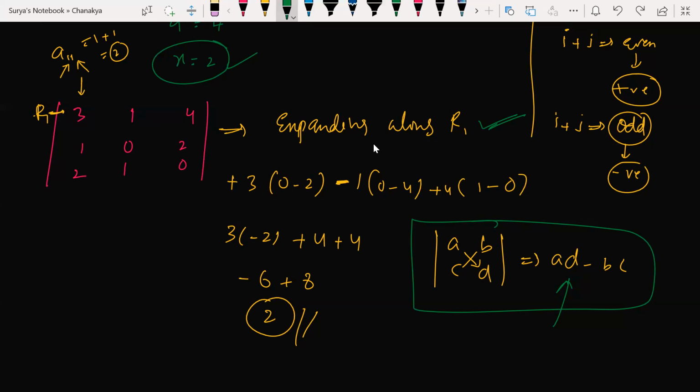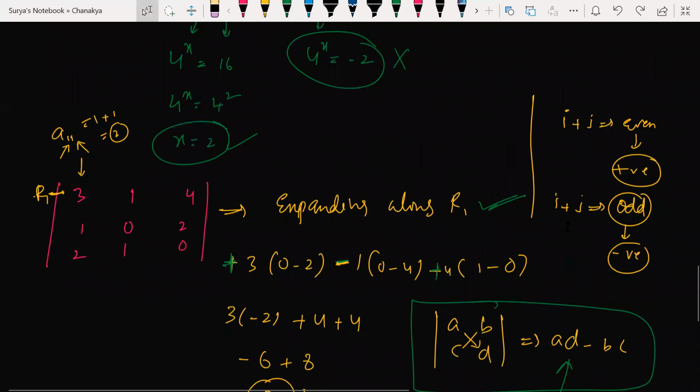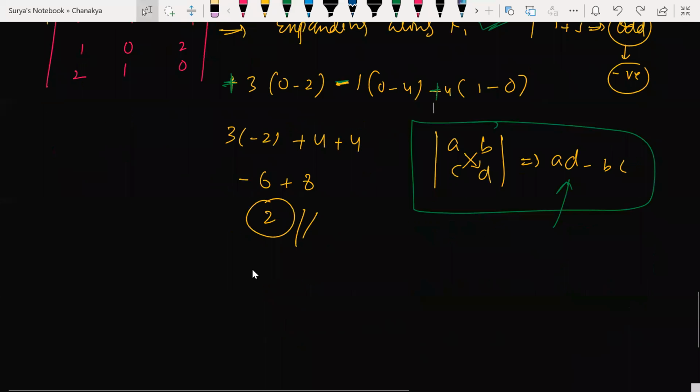While expanding along row 1, you always get plus, minus, plus by default. Why are we getting plus, minus, plus there? Since the sum of their suffixes gives even, odd, again even. That is the reason we keep plus, minus, plus. Hope you got the point. You'll learn this in more detail when you start the determinants lesson at school. So let me go to the next question now.